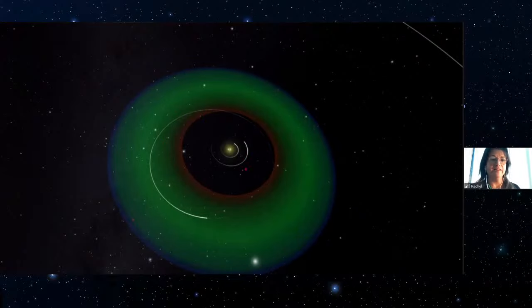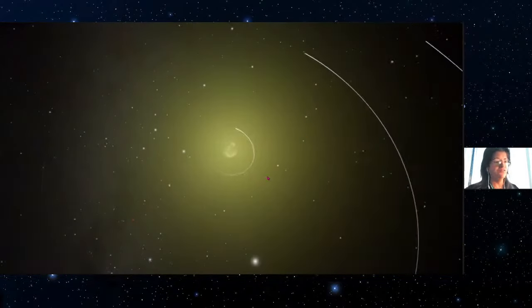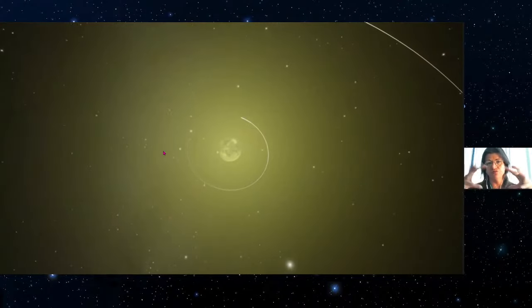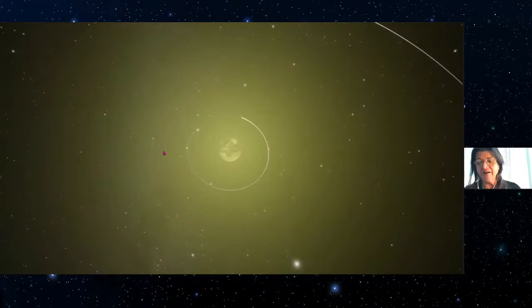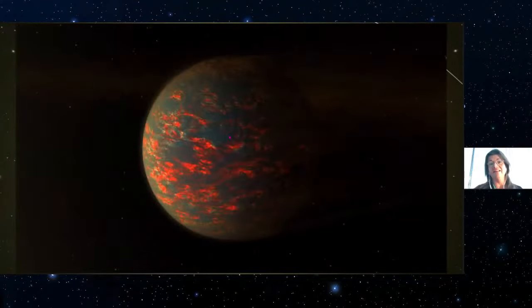Okay, so there's several planets here. One goes in and out of the habitable zone. This is the last one I'll show you. I like this one because it is 55 Cancri E. It is not even close to the habitable zone. It's really up against its star, but scientists know enough about this planet that it would be molten. It's a rocky planet, so it would be a complete lava world.